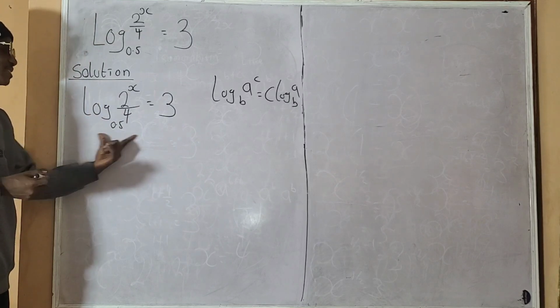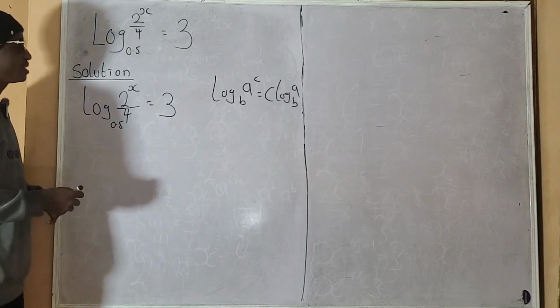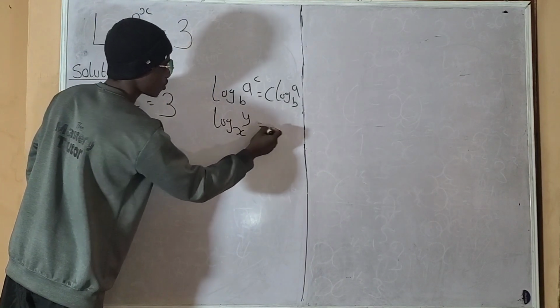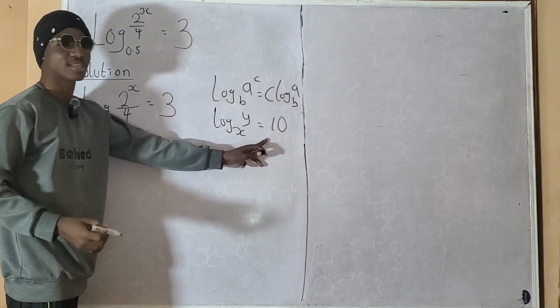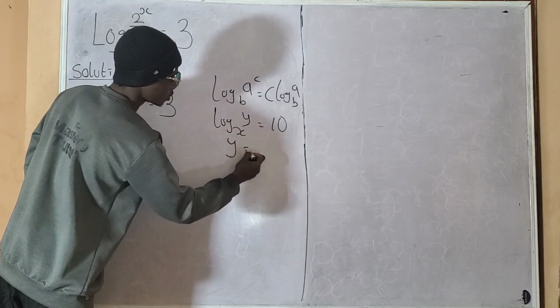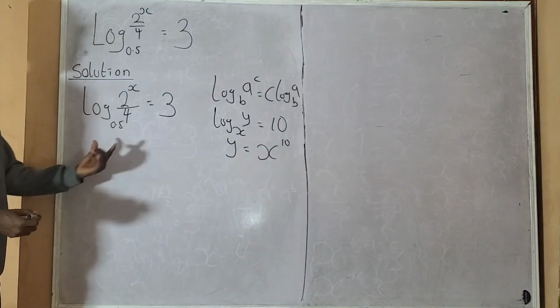This equation is in logarithmic form. We can change this to index form. Recall that if you have log y base x equals to 10, this is logarithmic form, right? In index form, you're going to have y equals to x raised to the power of 10. The same thing we're going to do here.